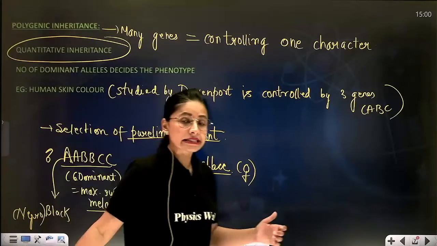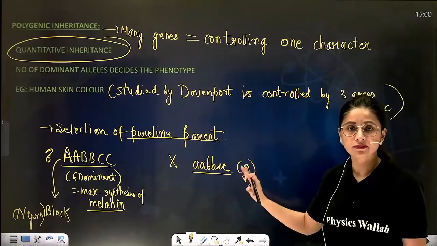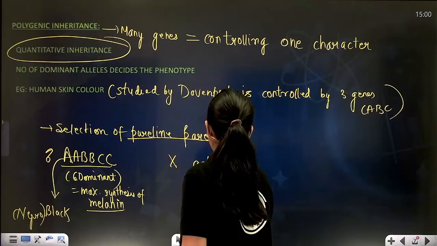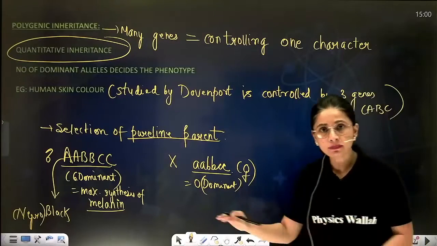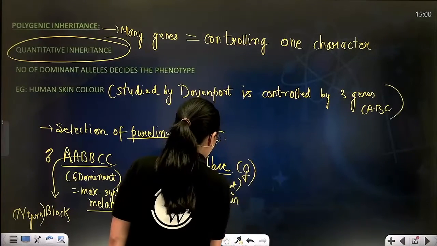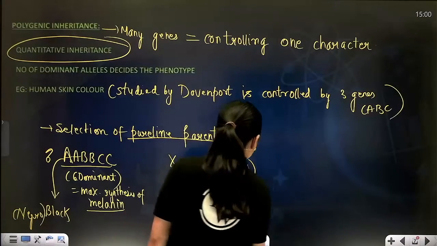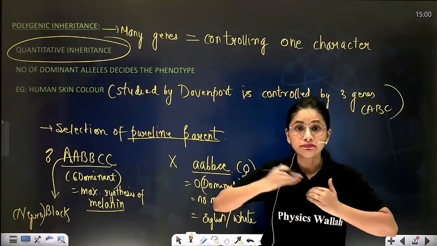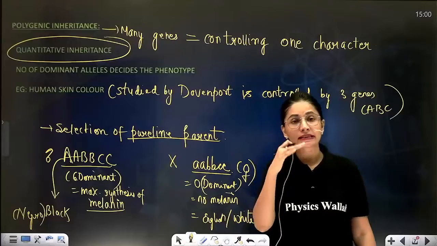Correct? Now, this Negro marries a woman who has all 6 recessive alleles: 2A recessive, 2B recessive, 2C recessive. That means no dominant alleles, so no synthesis of melanin. Hence, the skin color will be absolute white. You can call an English person, like a Britisher or an American, their skin is completely white. They don't have melanin production, because all their alleles are present in recessive state.